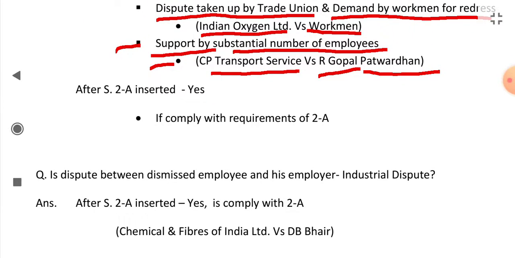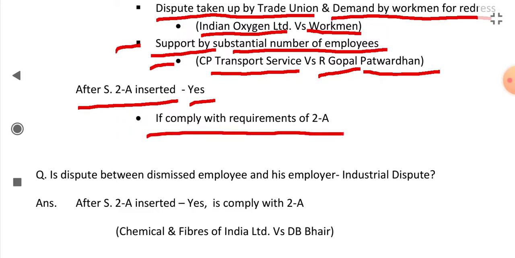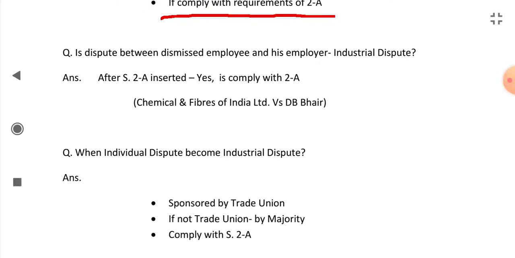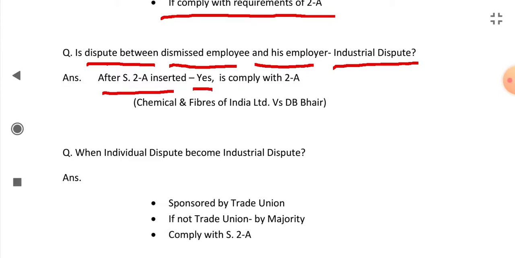But after section 2A was inserted, the individual dispute also came into the category of industrial dispute if the individual dispute complies with the requirements of section 2A. Is a dispute between a dismissed employee and his employer an industrial dispute? After section 2A was inserted, yes, if it complies with section 2A's requirements. It was said in Chemical and Fibers of India Limited versus DB Behr case.